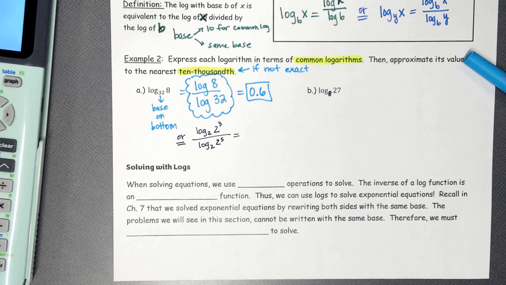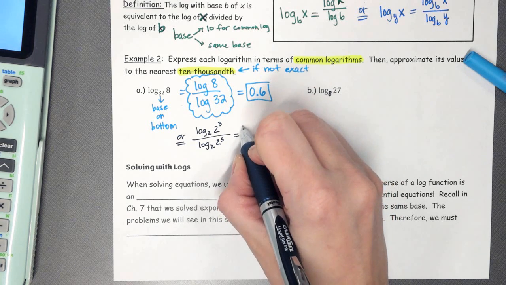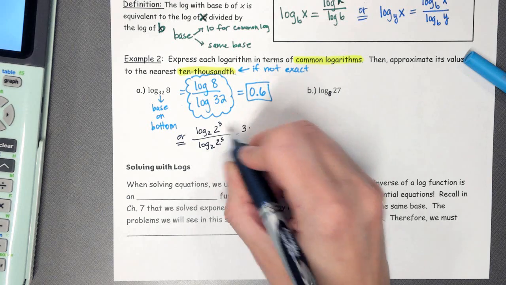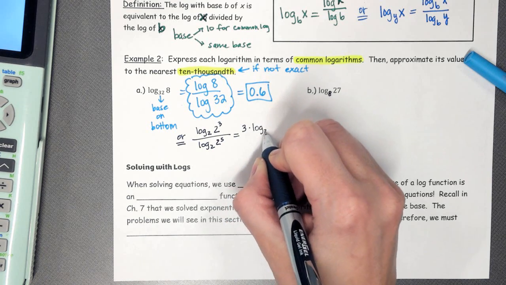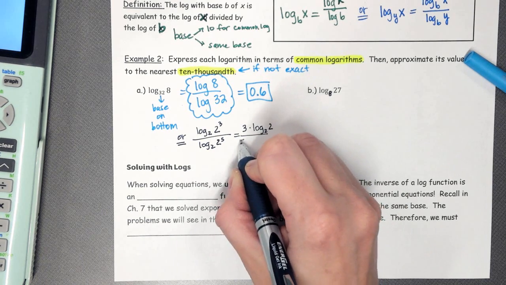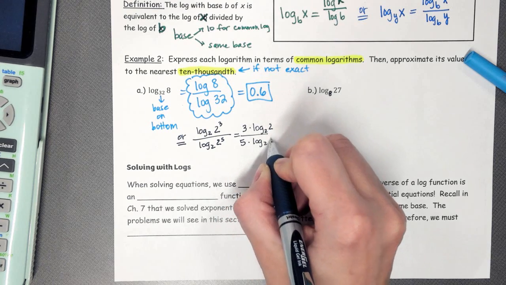Yesterday, we learned an important rule called the power rule, which is where you take that power and do what with it? Yep, you're going to put it in front and you're going to make it a product. So this would be 3 times log base 2 of 2. And this would be 5 times log base 2 of 2.